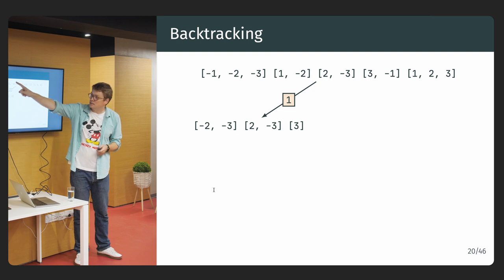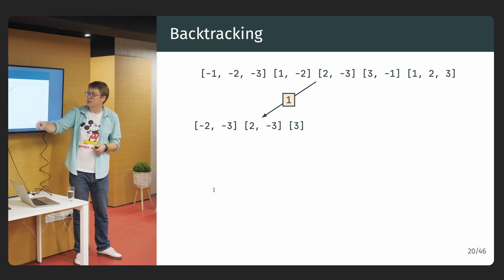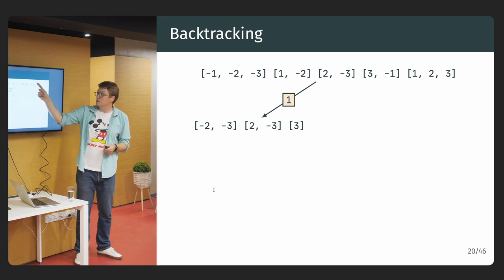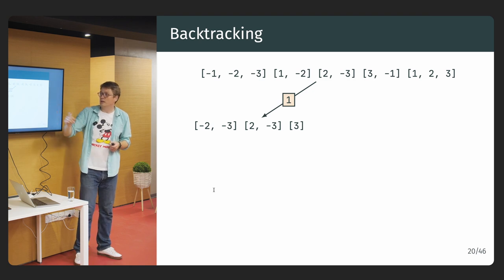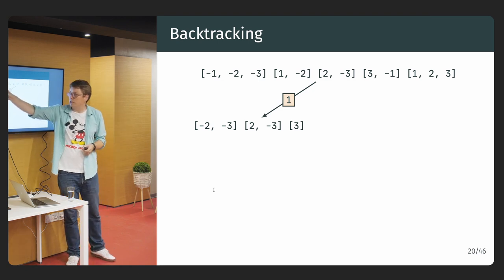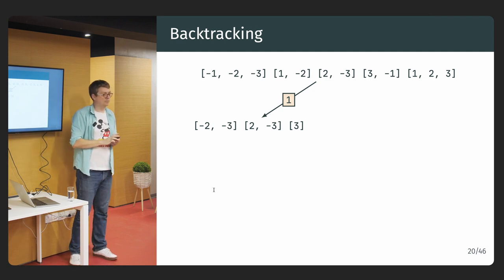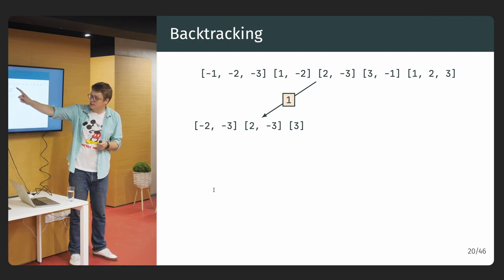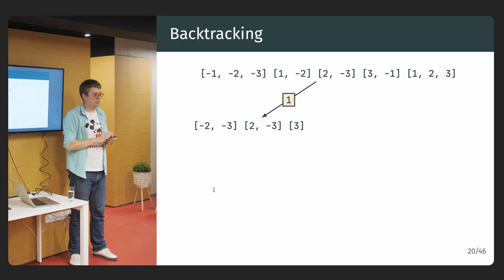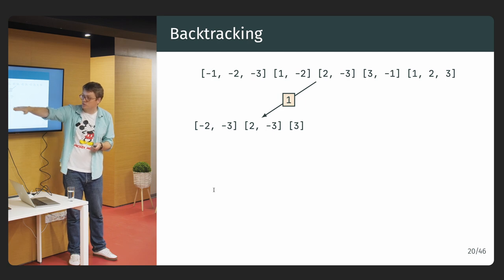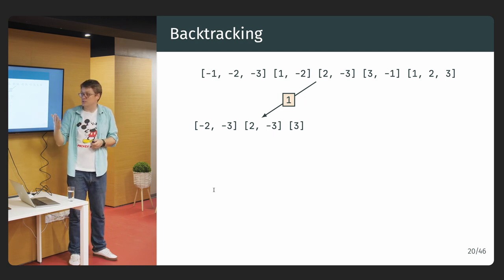Then in this case, this clause is already satisfied, right? So we just remove it. This clause is already satisfied. And from this clause, we just remove minus one, because if we select one, we are not allowed to select minus one. Right? So after assigning the positive value to one, we simplify the formula. And this is the result.